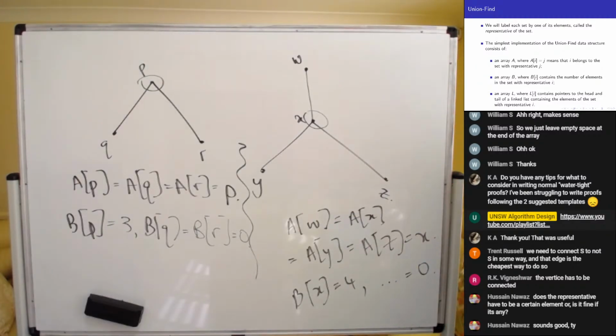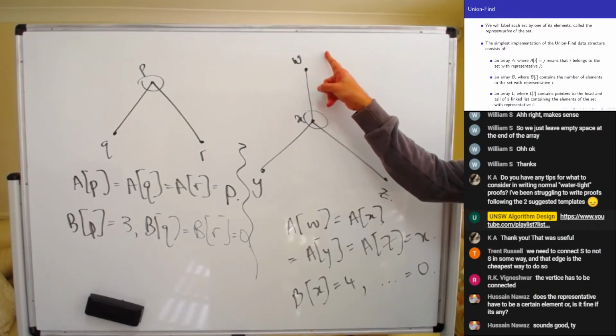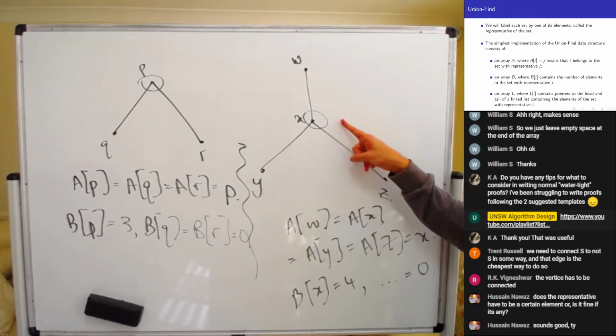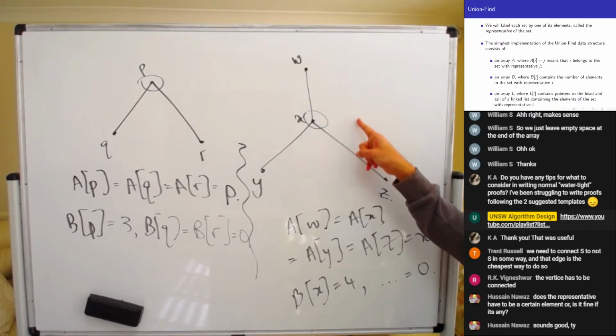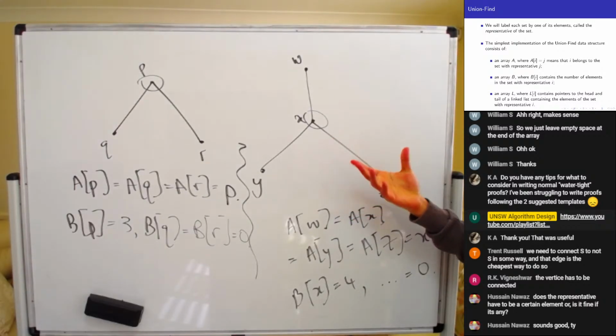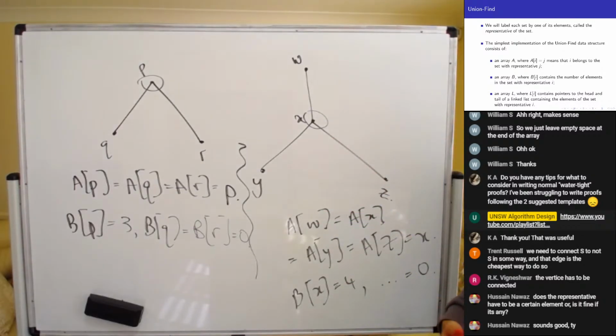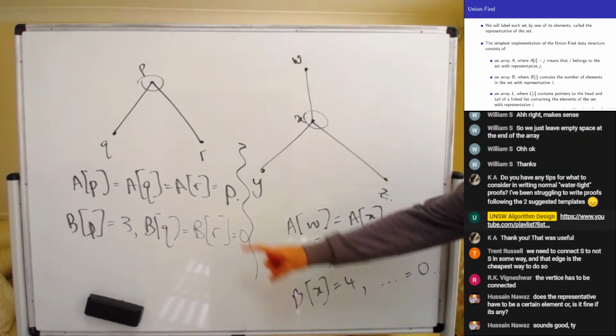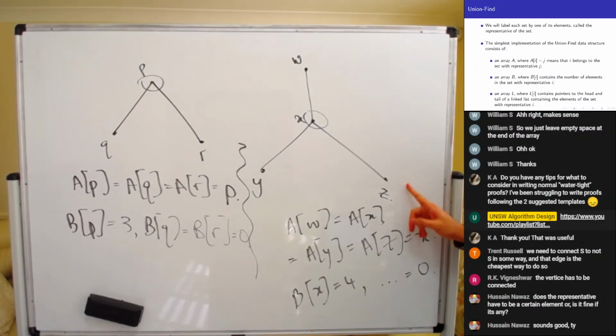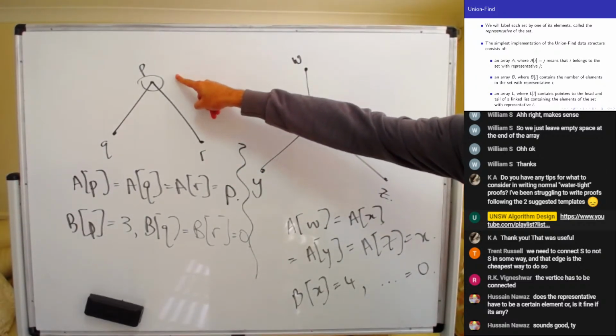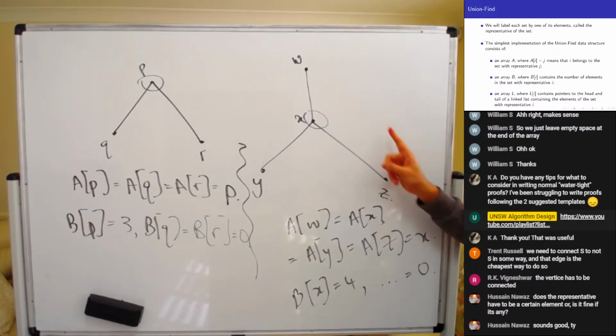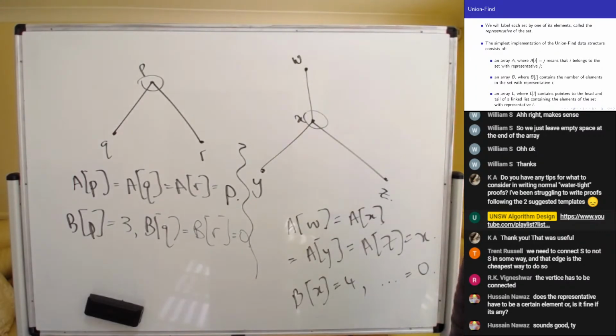Because now you can run things like find operations. You can ask find of, say, Y and W. Find of Y is X. Find of W is also X. So we know that they give the same answer, and therefore they're in the same connected component. Compare that to, say, find of R with find of Z. Find of R gives me the answer P. Find of Z gives me a different answer X, and therefore they are in different connected components.